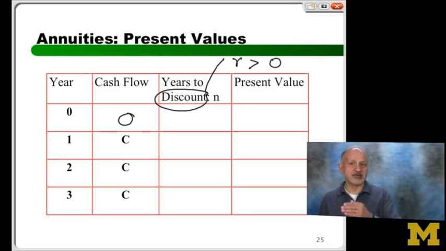Because interest rates are positive, future value grows. But because interest rates are positive, the future is discounted when you bring it back today, right? So how much?